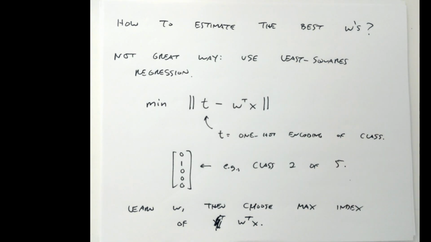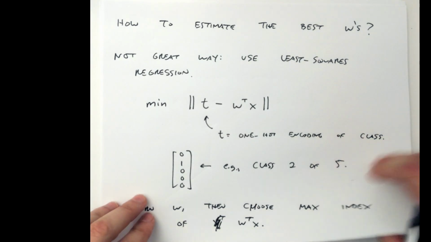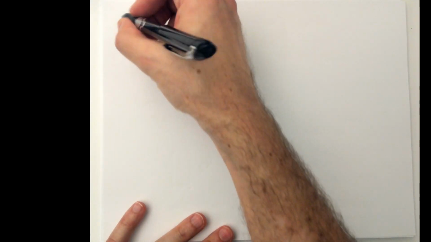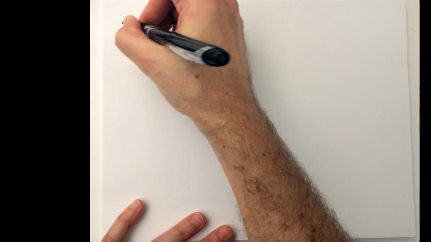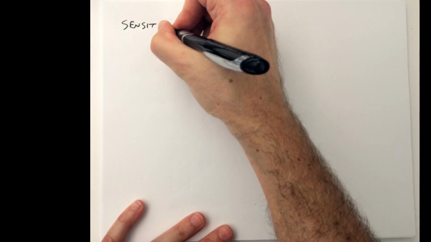So again, why is this not the best answer? Well, the main thing that I want to say is not good is that it's sensitive to outliers.